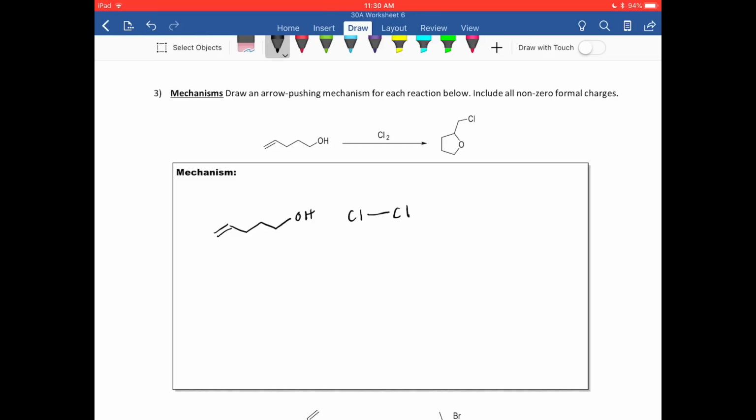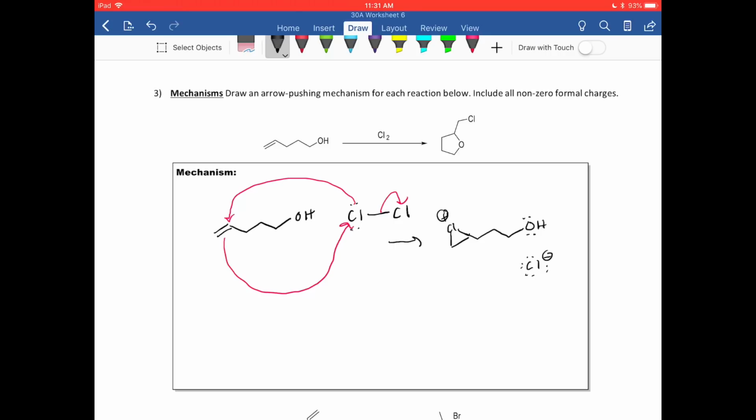So we don't have any reaction where alcohols react with Cl2 directly, but we do know a reaction where the alkene reacts with Cl2. And the way that it's going to react is the pi bond is going to react with one of the chlorines. It's going to allow us to kick off the other chlorine. And then we're going to bring these electrons back down to the other side of the alkene. So that is our chloronium ion intermediate, and we also form Cl-.